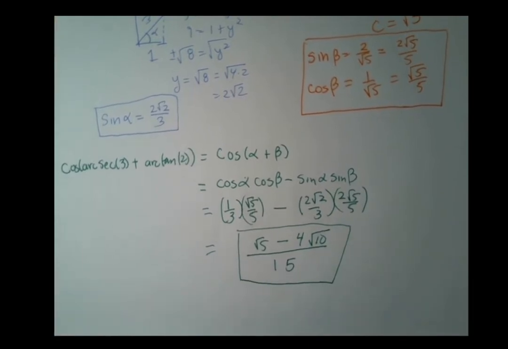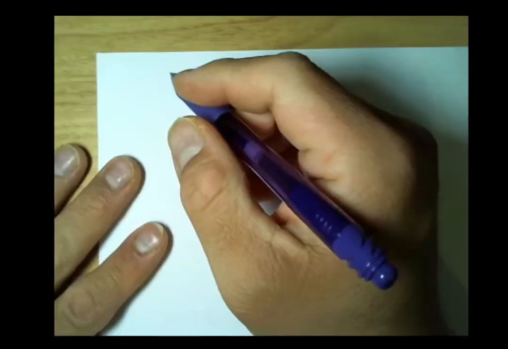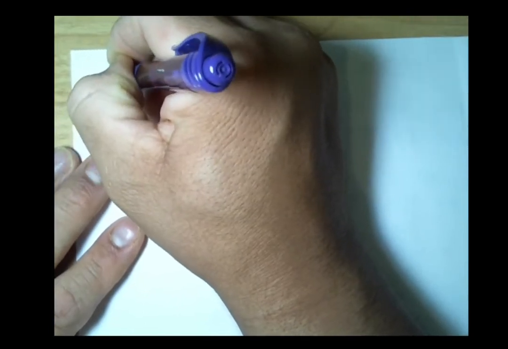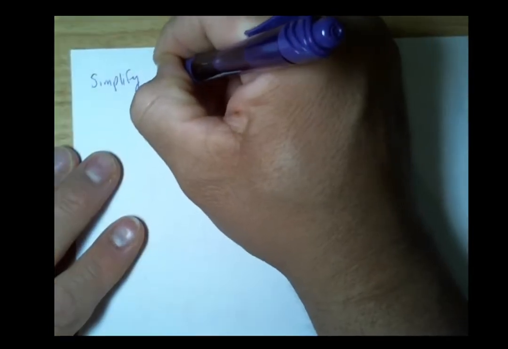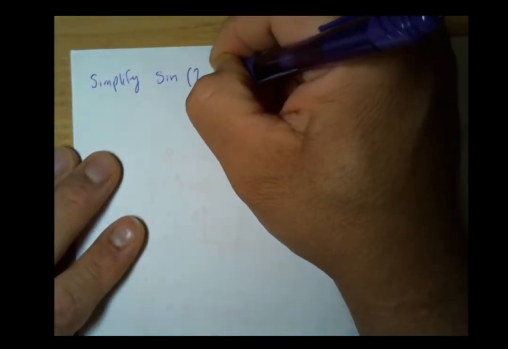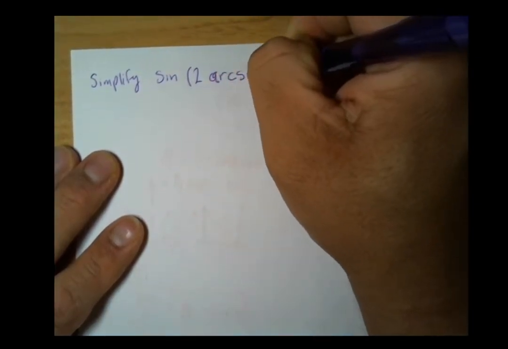All right, let's go over one more example here. This time we'll look at applying another identity. So here, let's say I want to simplify sine of 2 arcsine of negative 4 over 5.